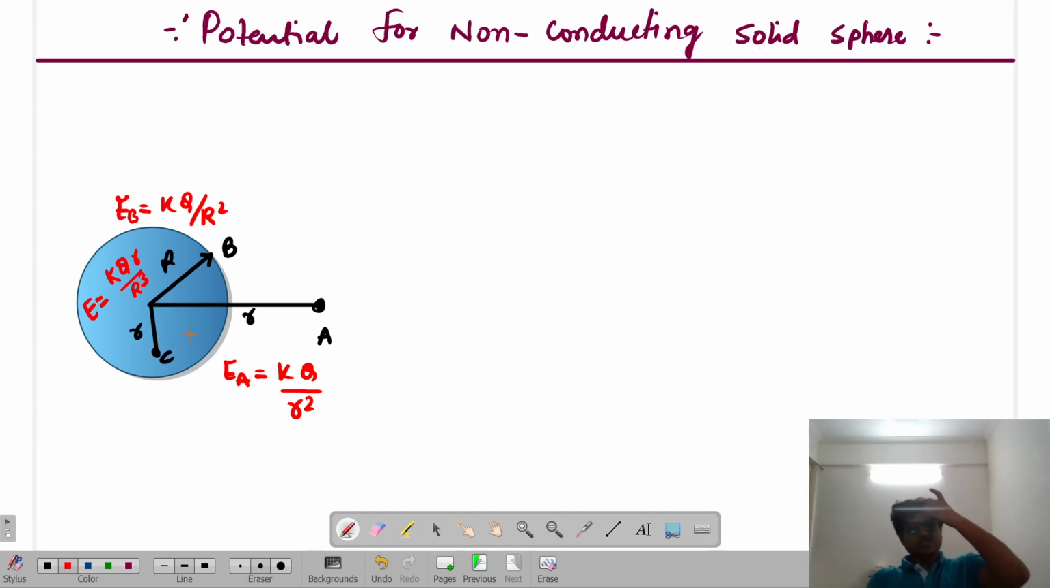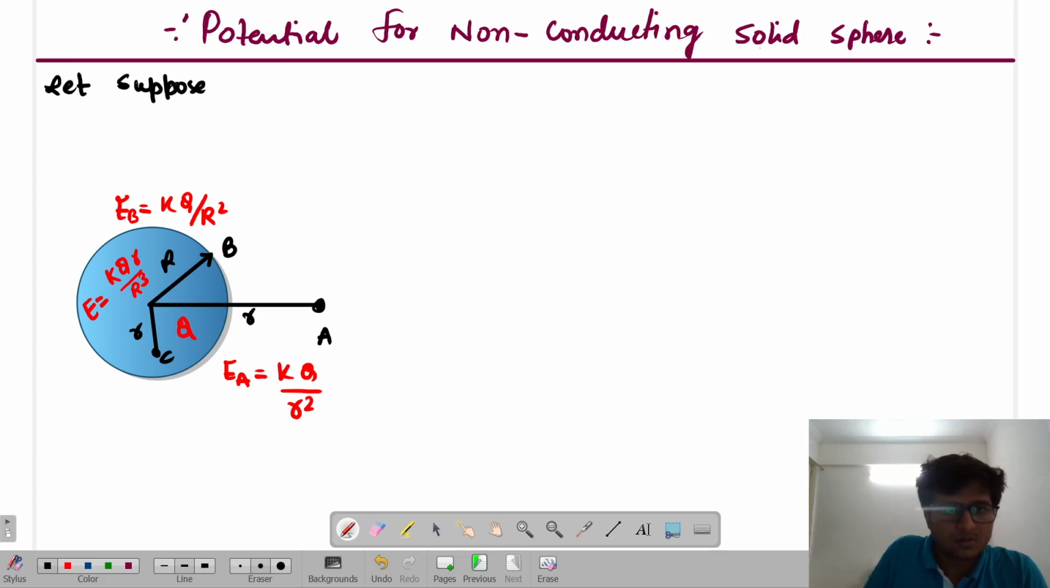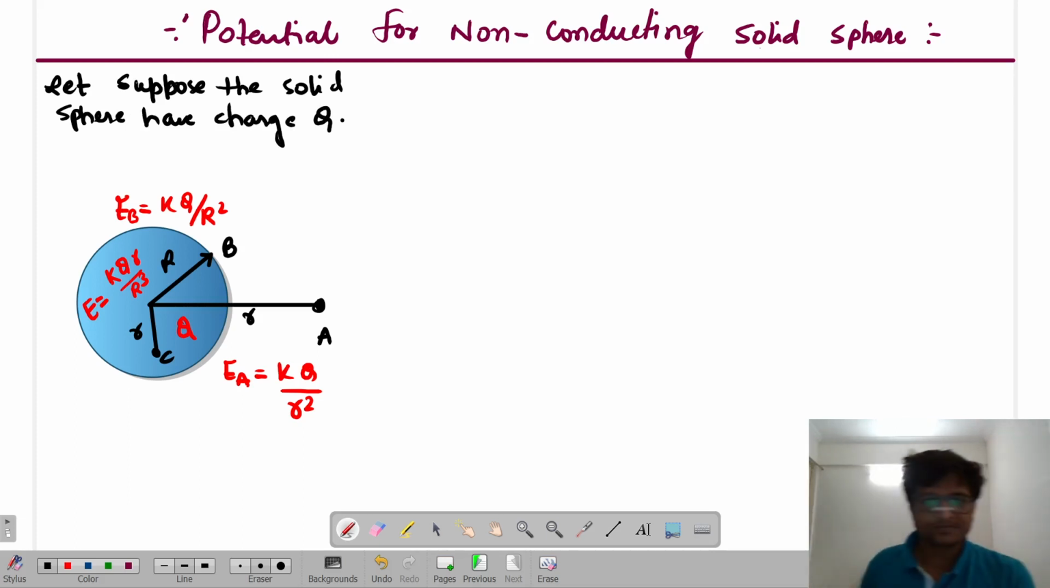Now let us consider that this solid sphere is charged with capital Q charge. Are you able to get me or not? Okay. So let us write. Let's suppose the solid sphere has charge capital Q. Okay now. Is that clear? Now let us apply this concept.